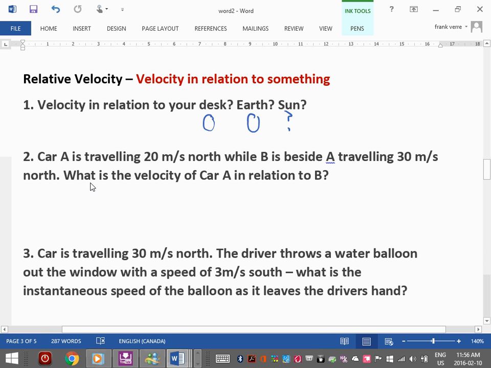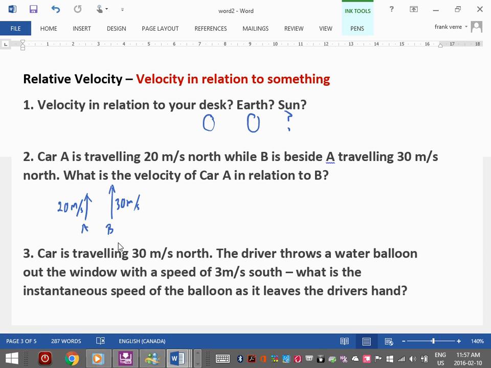Number 2. You have a car that's going north. We'll call it car A. So here's car A traveling north, and it has a speed of 20 meters per second. Now beside car A is car B, which is traveling 30 meters per second. Now imagine you're the driver of car A. What would it look like? What's going on? You look at B.